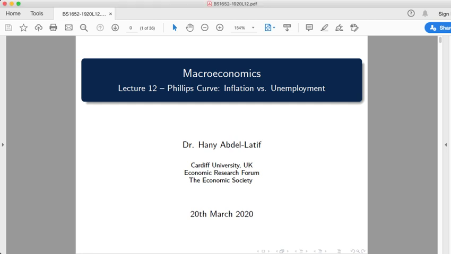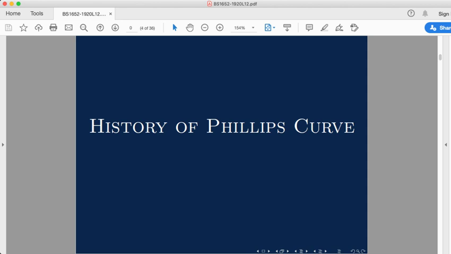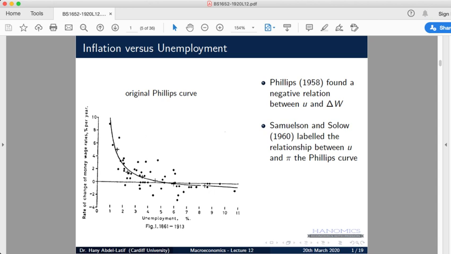As I said, in this lecture, we'll carry on what we started last lecture when we started talking about the Phillips curve and the relationship between the inflation rate and the unemployment rate. Just as a quick recap, we started first by giving a background of what the Phillips curve is. It's a kind of historical background. We started with the original graph from Phillips' paper, 1958.